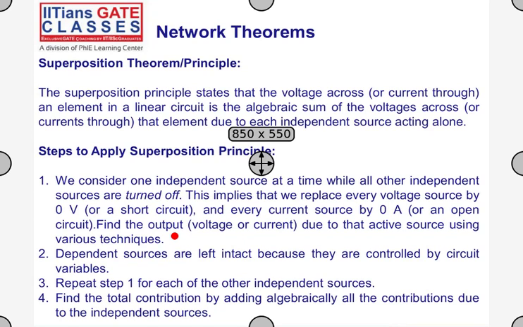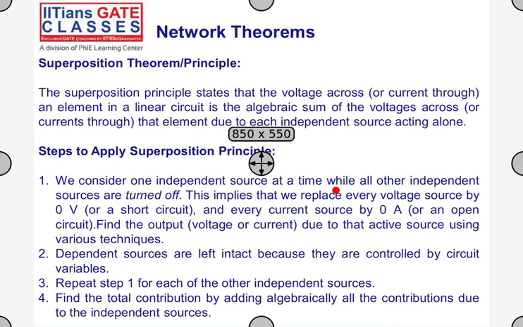You have seen source reduction, right? You can convert a voltage source to a current source and a current source to a voltage source, and reduce the network. You can use one of them, and find the current through or voltage across, find the output using that source. The dependent sources are left intact because they are controlled by the circuit variables. You should not kill the dependent sources. Only independent sources should be killed. So repeat step 1 for each of the other independent sources.